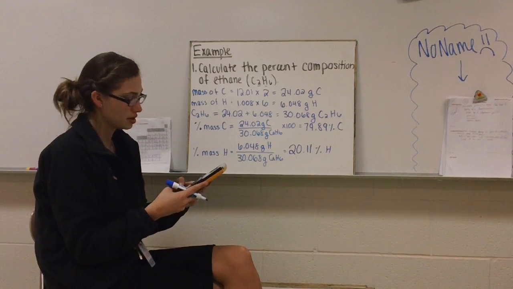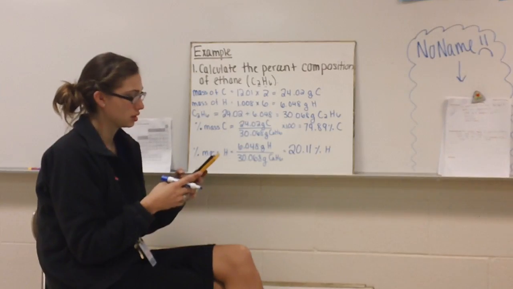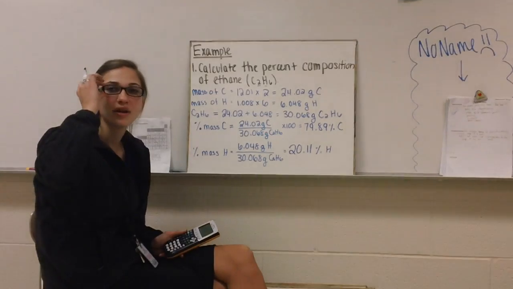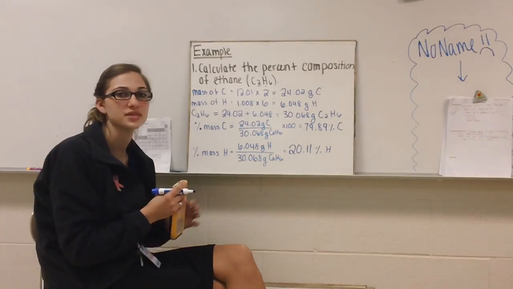So let's add our 2 percents together. We add them together, we get 100%. So we know this is good. That's an easy way for you to check to make sure you did your percent composition correctly.